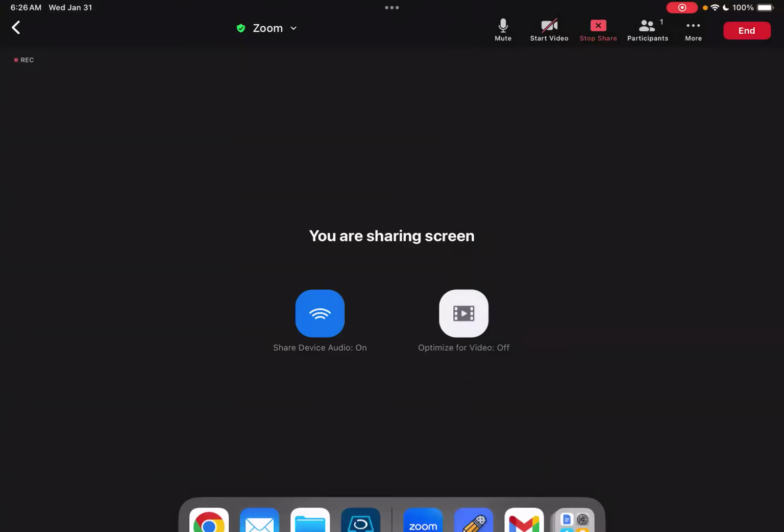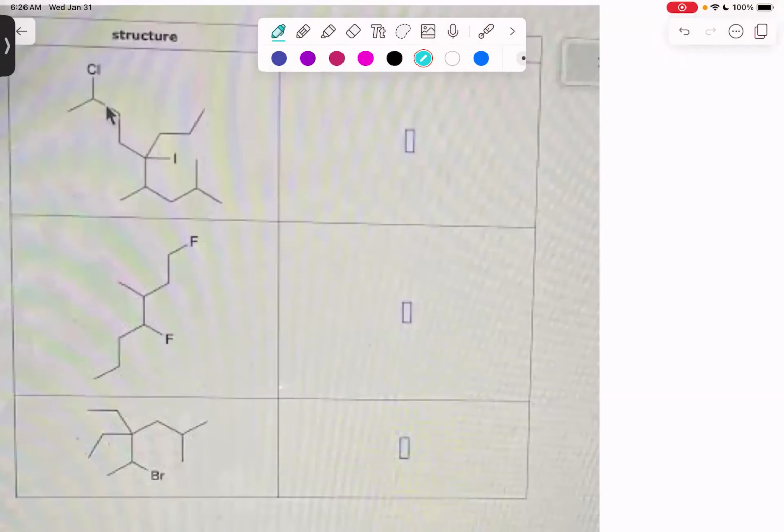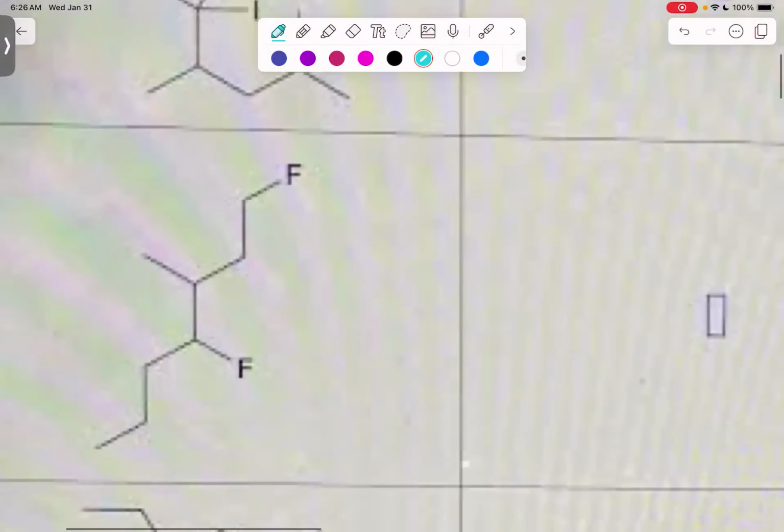Okay, I'm going to show you guys how to do a little bit of naming. So all we're doing here is starting with a skeletal structure. And so just remember, every place where you see a junction of two lines, here, here, here, here, and here, and everywhere where the line ends and there's no other atom, those are carbons. So here are all of my carbons inside of my skeletal structure.